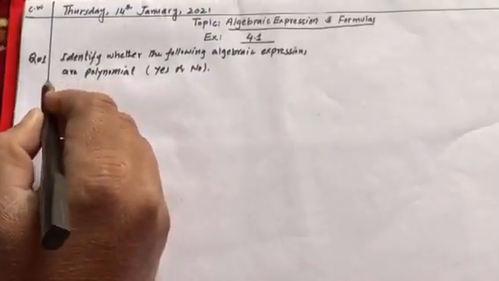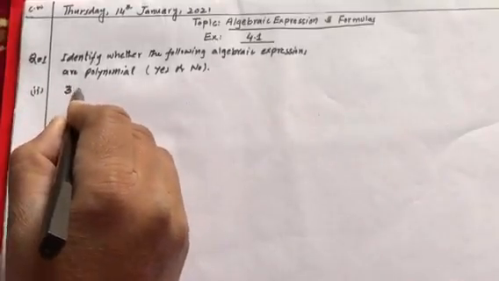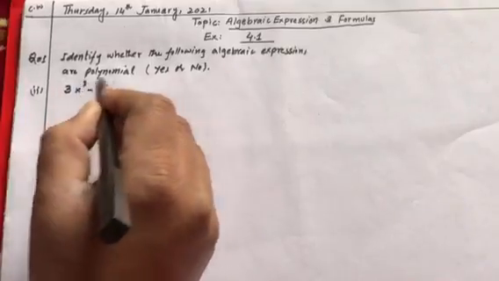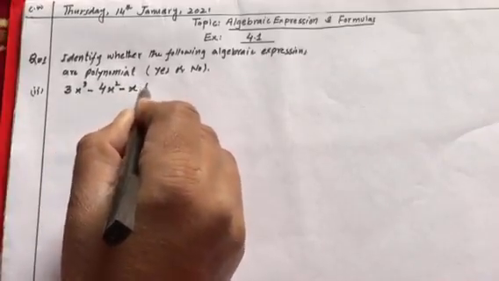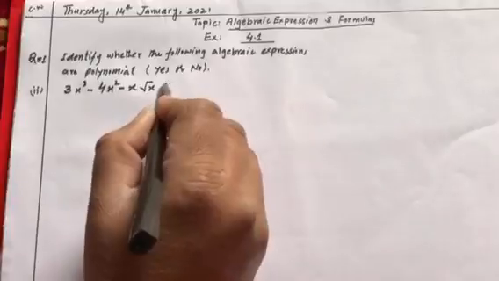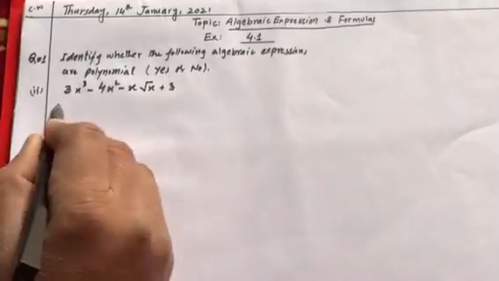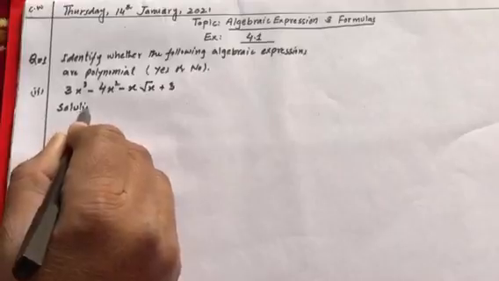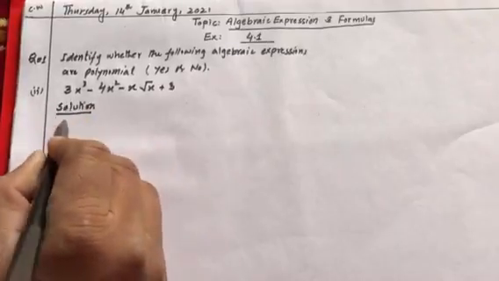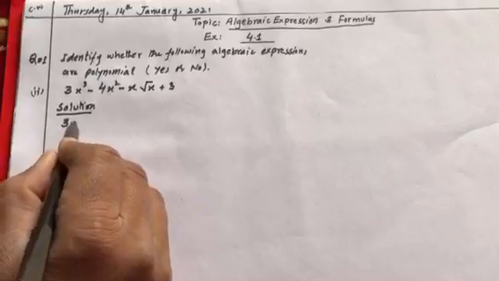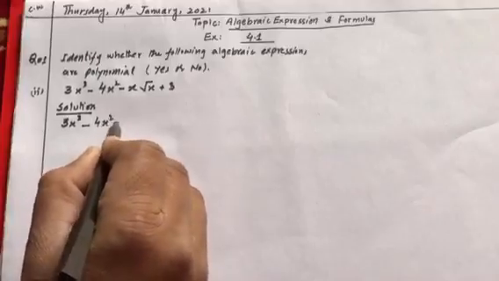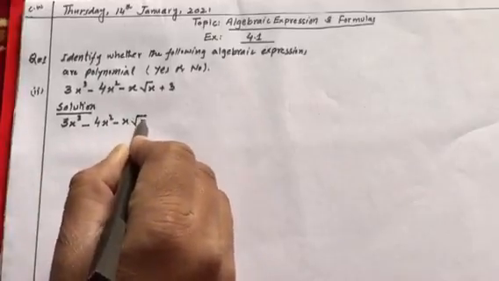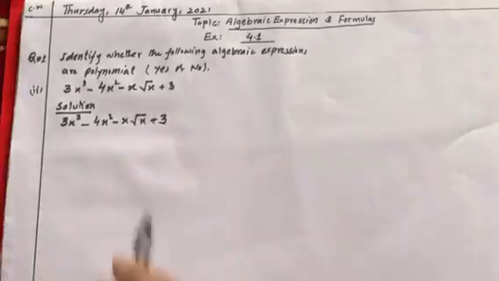So we are going to solve the second part, which is 3x³ − 4x² − x√x + 3. So in the solution we will write the algebraic expression, which is 3x³ − 4x² − x√x + 3.